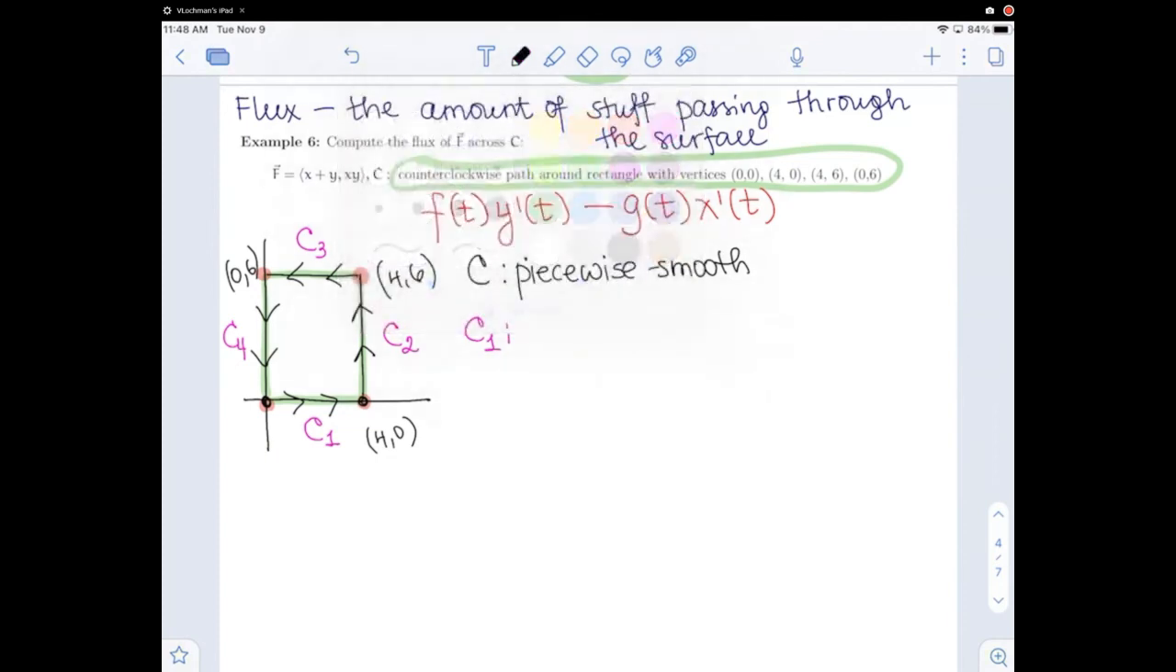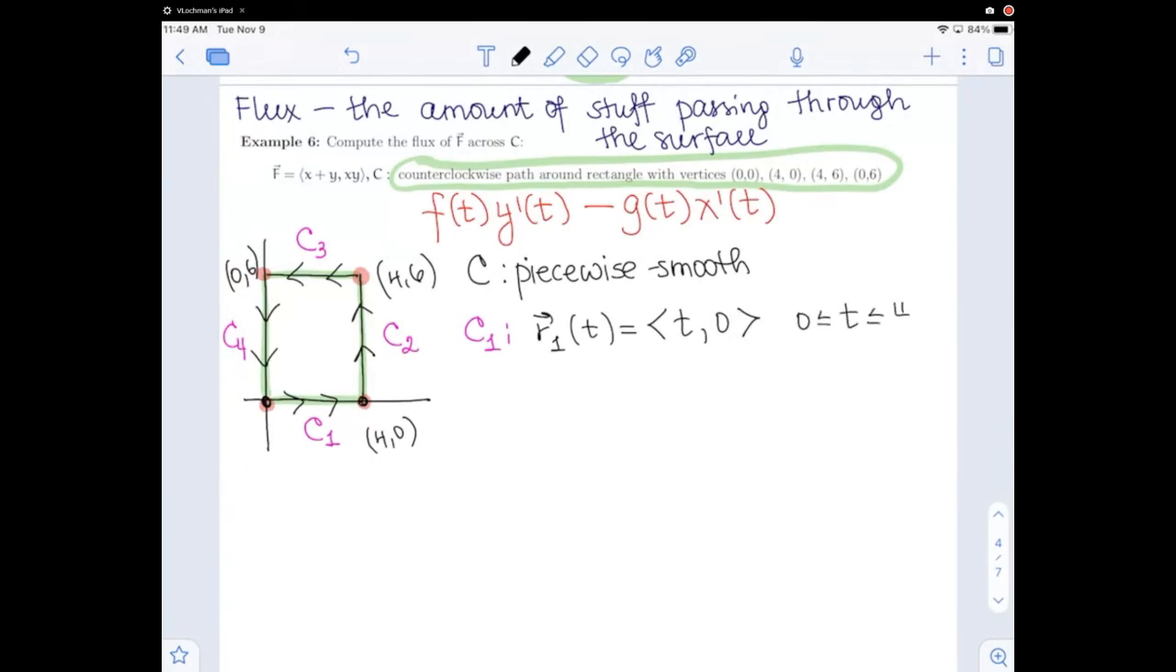This is still a line integral, so we need to know what our parameterization of our curve is. What is R1 of t? R1 of t is a straight line segment that goes from 0 to 4. In terms of a vector valued function, that's just t, 0, because the y component is fixed. The y component is just 0. And t goes from 0 to 4.